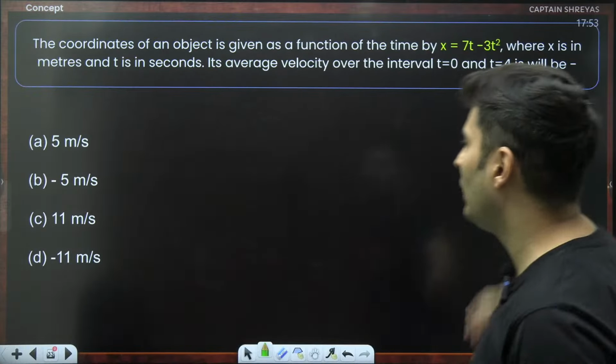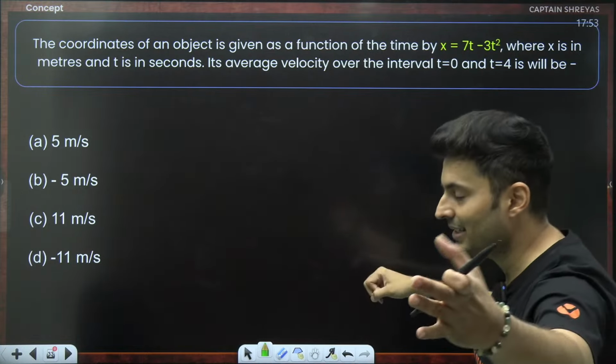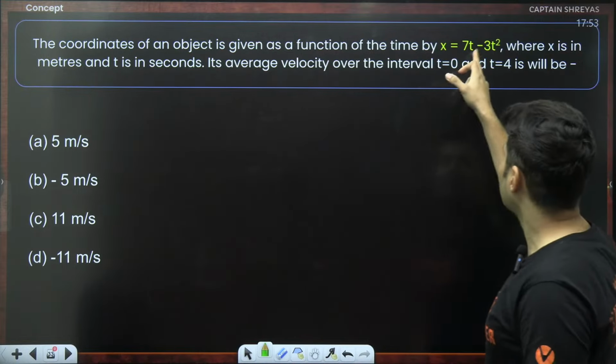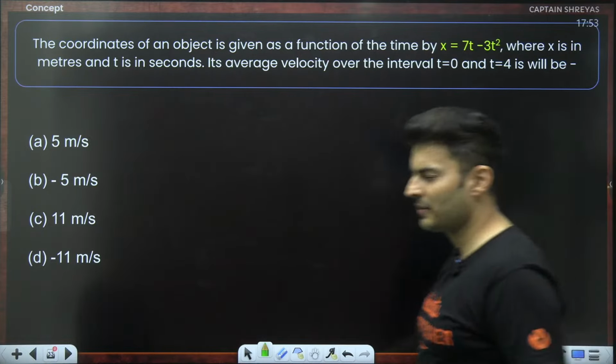Wow, we have been given the coordinates as a function of time. You give me time, I give you x. Where x is in meters, t is in seconds, find the average velocity from 0 to 4 seconds.